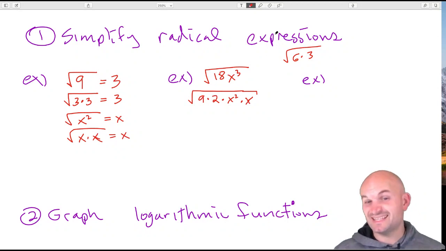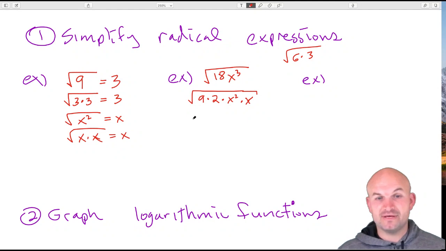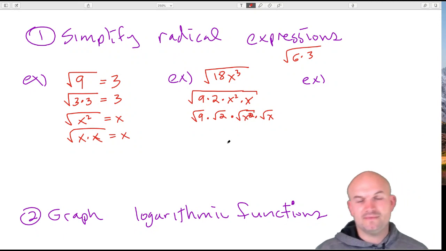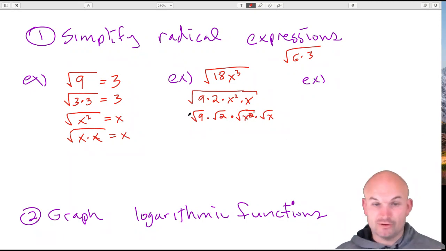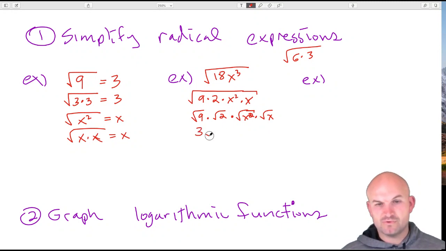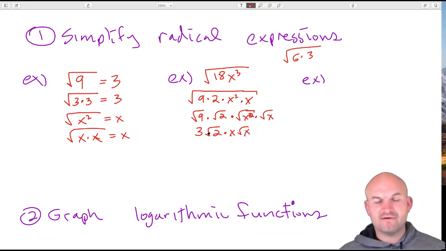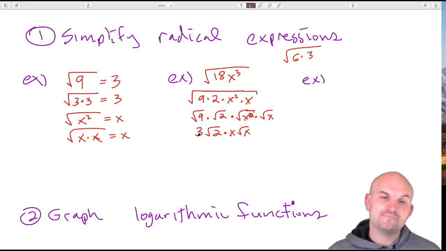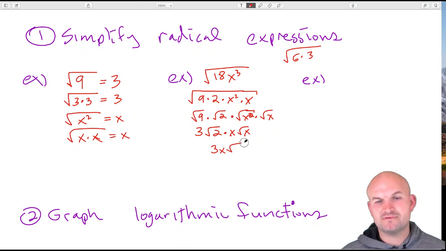Now, the rules of radicals allow us to break this up into the square root of 9 times the square root of 2 times the square root of x squared times the square root of x. Remember, when you multiply radicals, as long as the index is the same, you just multiply the radicands. The square root of 9 is 3, so that becomes 3 times the square root of 2. The square root of x squared we already know is x, times the square root of x. Since the index is the same, we multiply the square root of 2 and the square root of x, and then multiply our outside terms, 3 and x. So I get 3x times the square root of 2x.